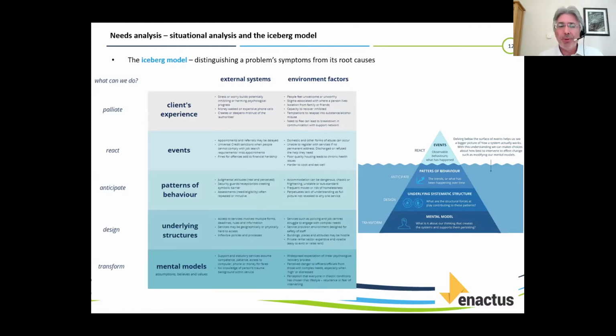Let's go down a layer further. What are the underlying social structures, infrastructures, funding structures within which people sit? Could we redesign those? Could we change the design so that they work better? And then finally, all the structures are built by people who have a particular viewpoint on what's going on. Maybe we could transform those mental models.